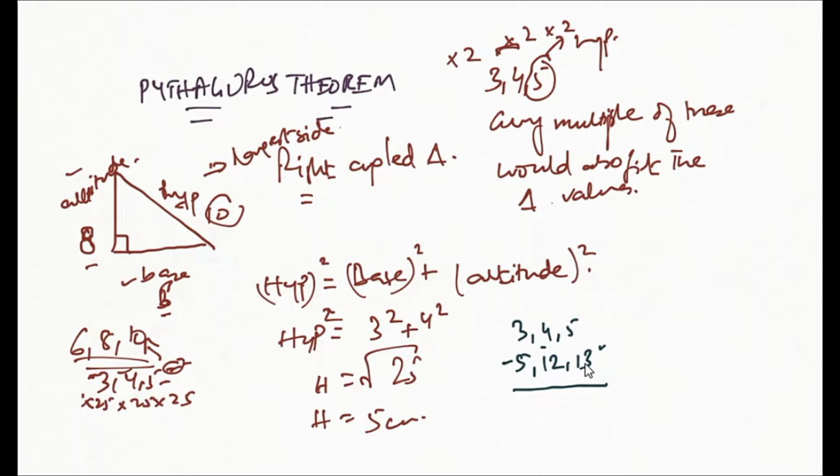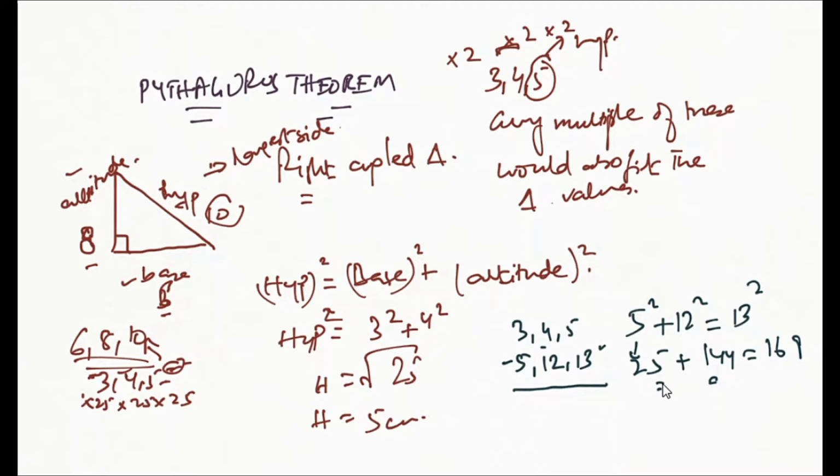So you can directly check them as well. For example, if I say 5 square plus 12 square, it should be equivalent to 13 square, right? 5 square is 25, 12 square is 144, and 13 square is 169. So is it coming or not? Just use the calculator and check it. It clearly suggests that this is another case of the triangle.